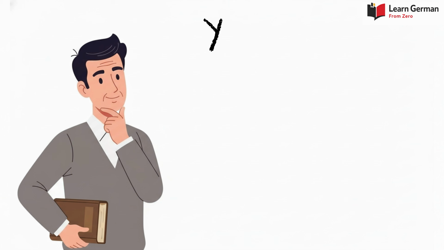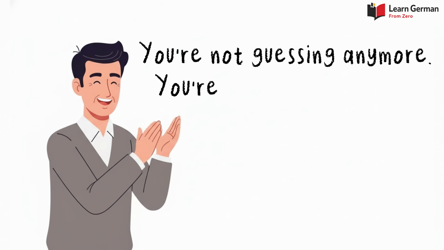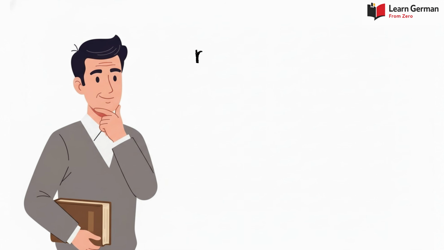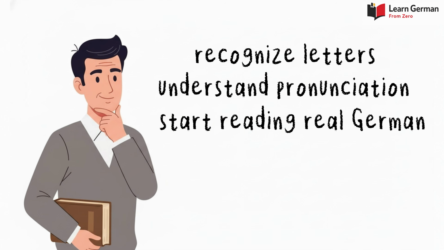Now let's connect everything. Imagine this. You're spelling your name. A, B, C. Now it makes sense. You're not guessing anymore. You're recognizing sounds. And that's the key. Now you can recognize letters, understand pronunciation, and start reading real German.